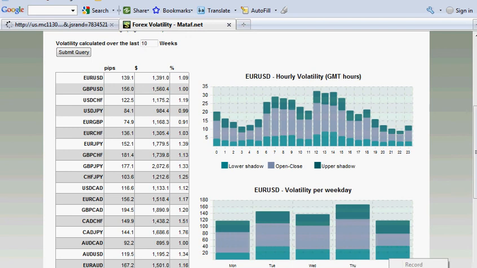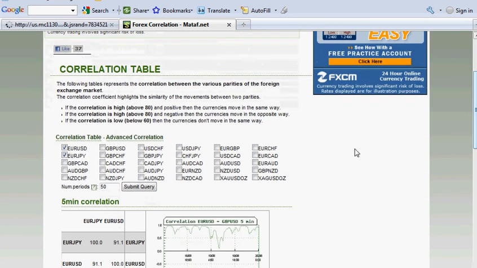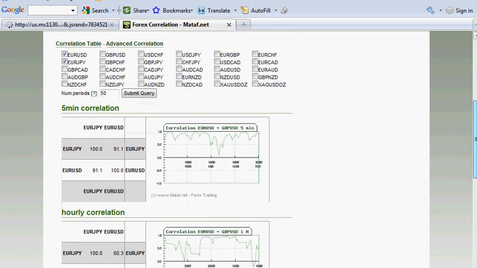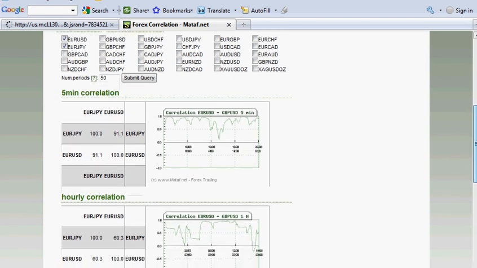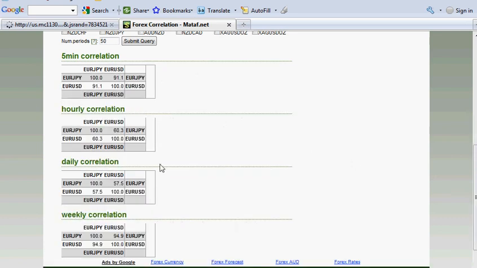And guys, they also have a correlation table. I'm going to put the link to this table down as well. And you see, you check the pairs that you trade to see how they correlate with each other. And I just checked the Euro USD because these are the pairs that I trade. And it shows you daily, weekly, the whole 9 yards.